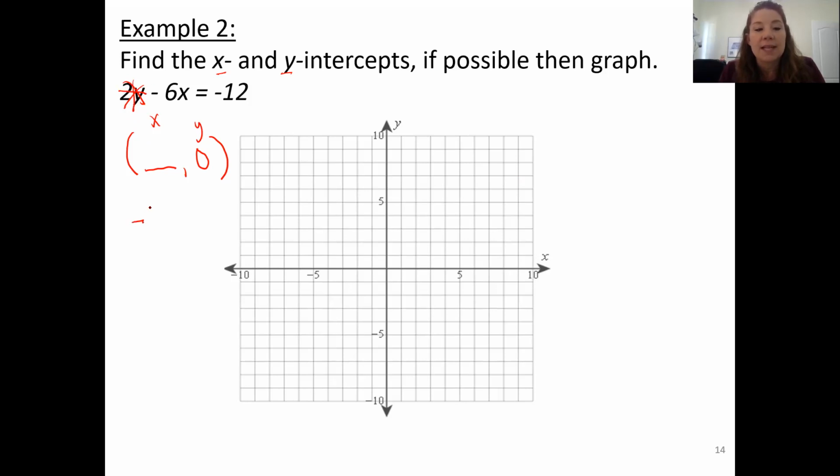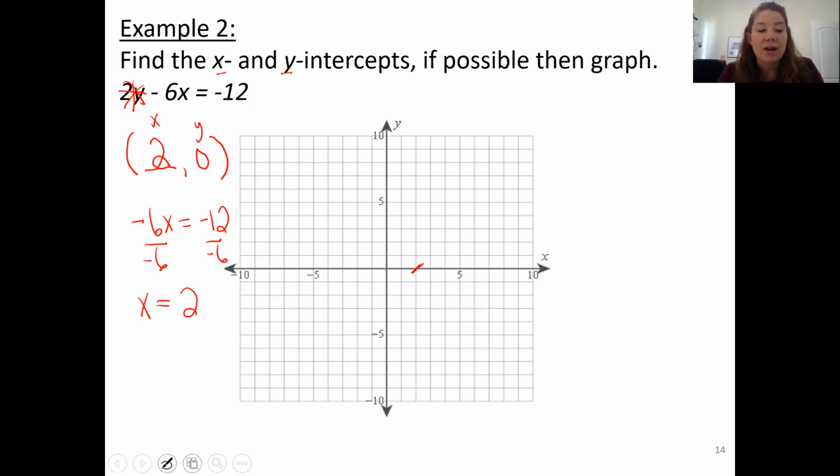I'm left with negative 6x is equal to negative 12. What do I do to solve for x? I divide by negative 6. So a negative divided by a negative is a positive, and 12 divided by 6 is 2. So the x-intercept is 2, 0, which is right there.